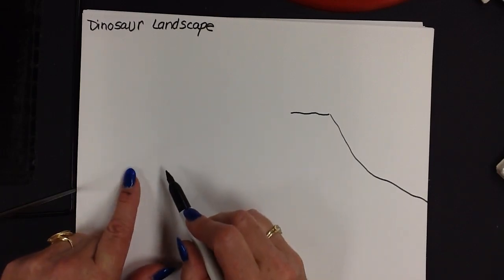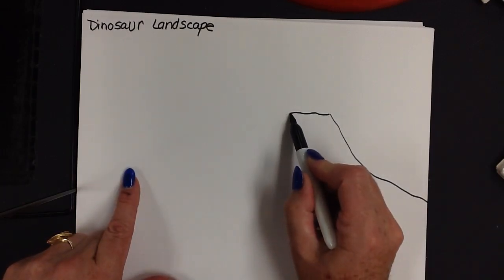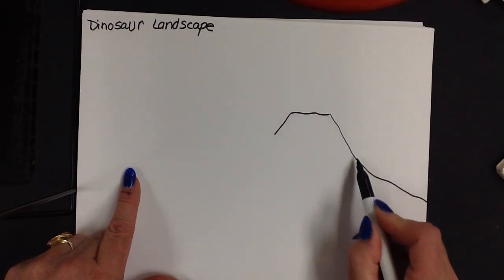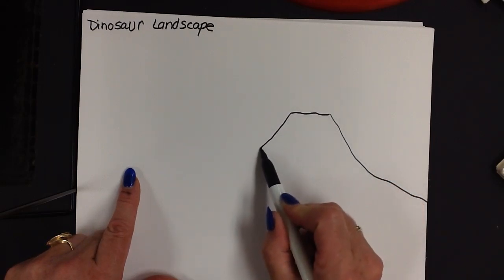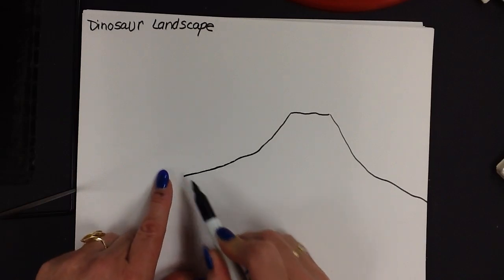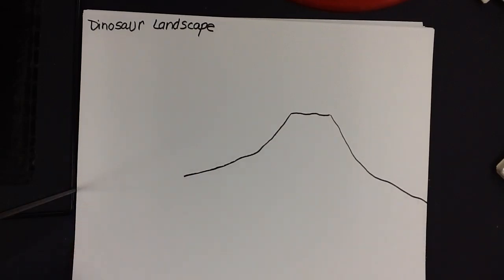And on this side, I'm going to slope down, keeping the same angle, a diagonal line, down, and then I'm going to come off this way, because I'm going to give some more land here.